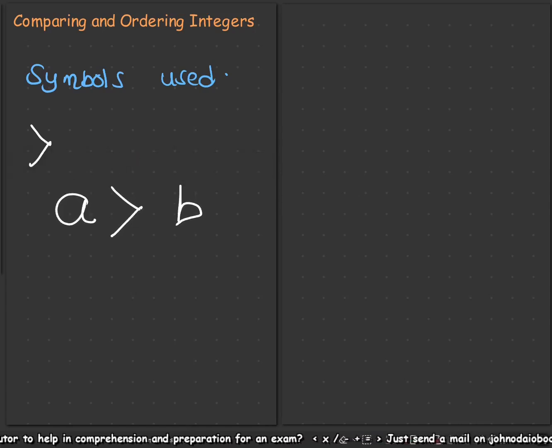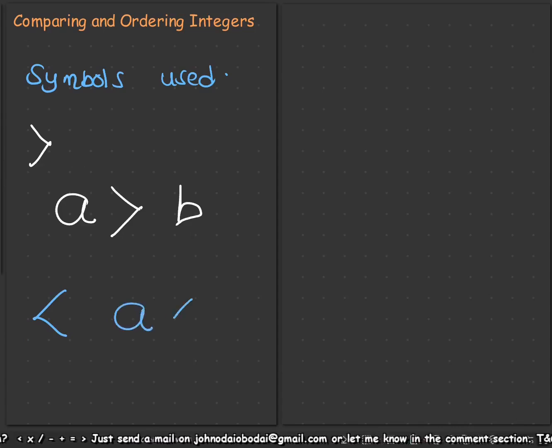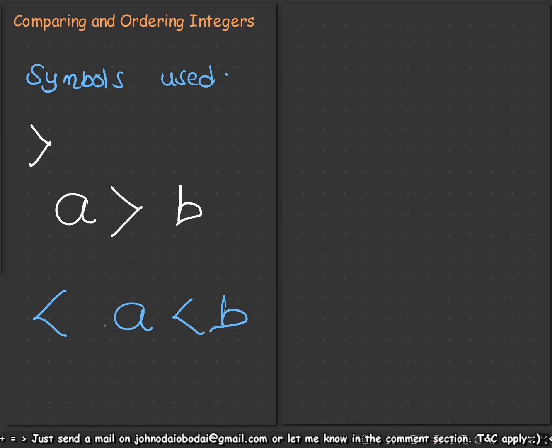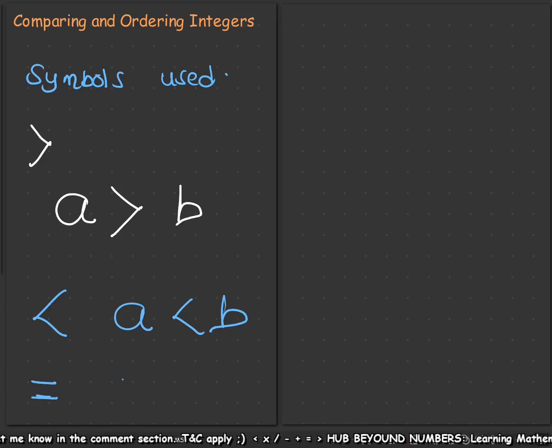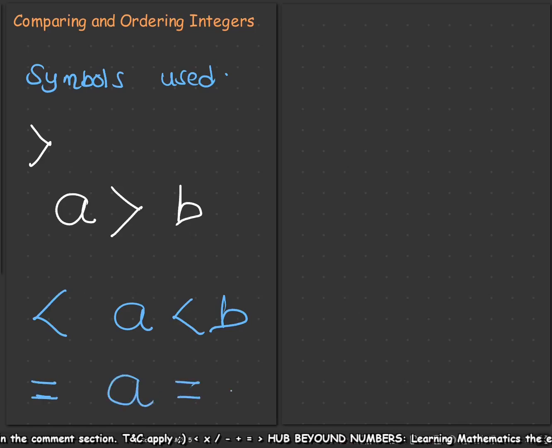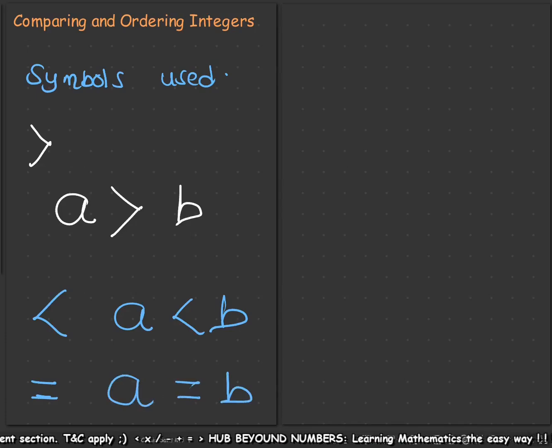The next symbol we have to take note of is the less than. This is the less than symbol over here. So the pointed face faces the smaller number. So if I write A is less than B, it means the value of A is smaller and B is bigger. Now the last one is the equal sign, which we know from our elementary classes. So A is equal to B means the value of A is the same as the value of B.